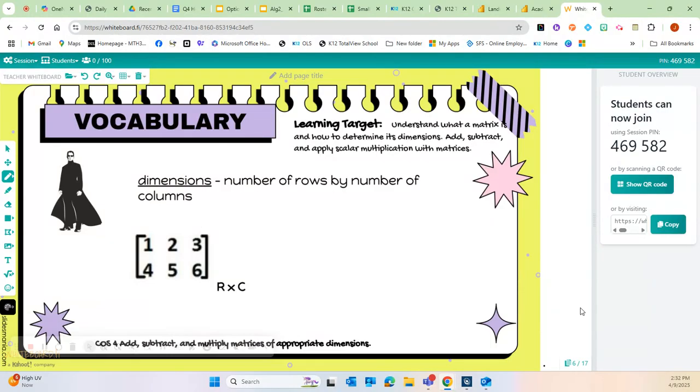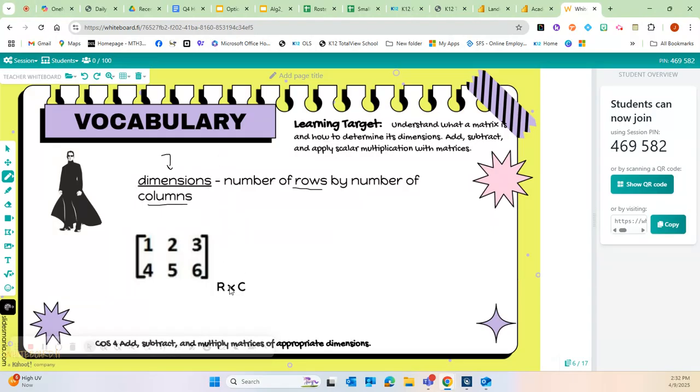One of the first things they want you to know is the dimensions of a matrix. And we always do rows by columns. So first of all, you're going to have to know that the R comes before the C.